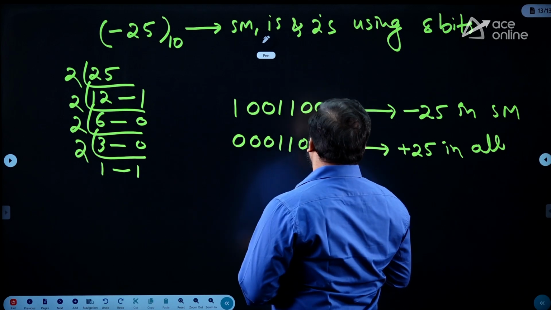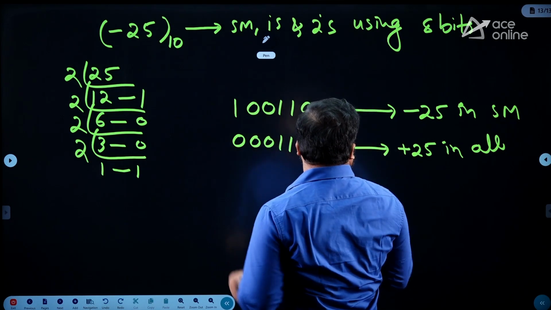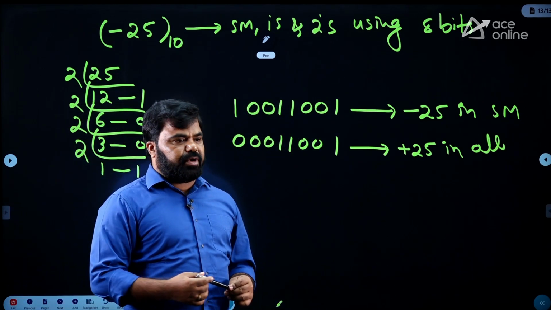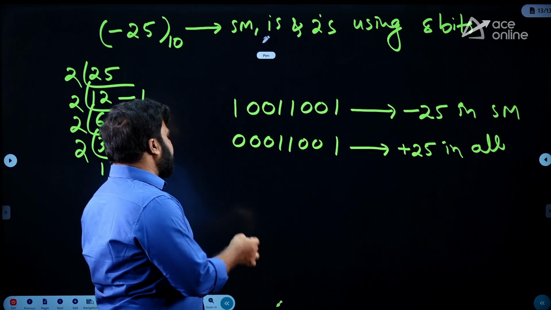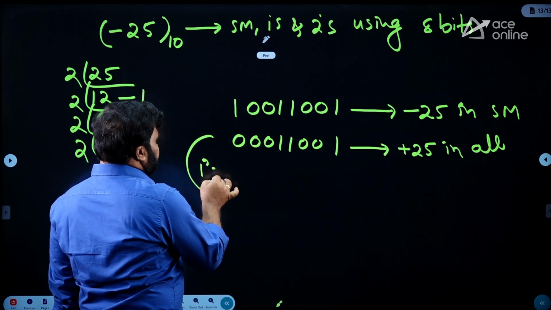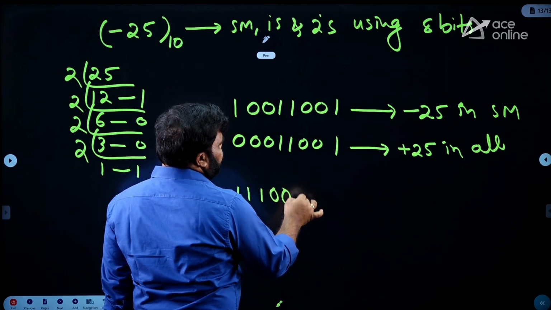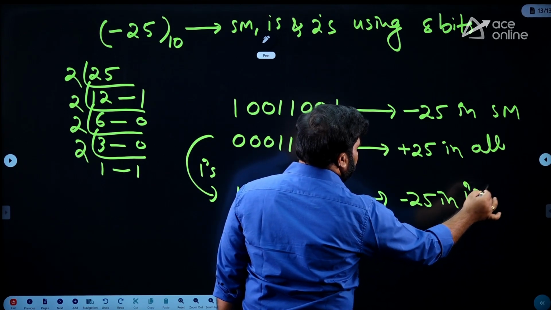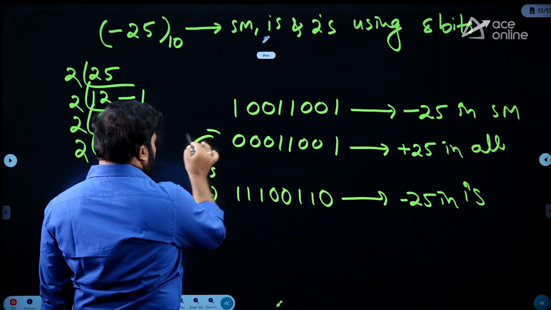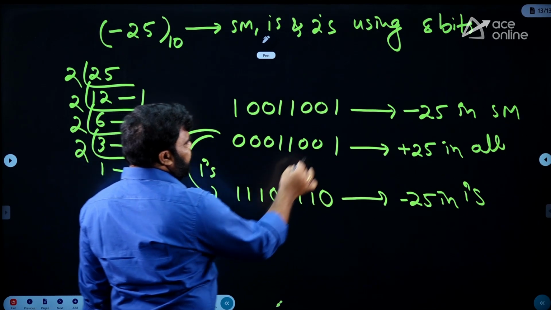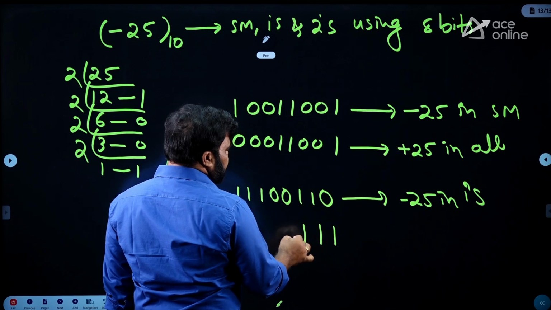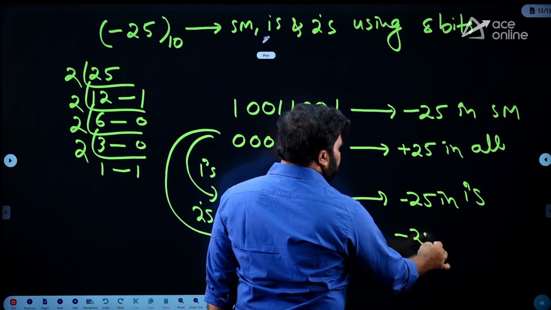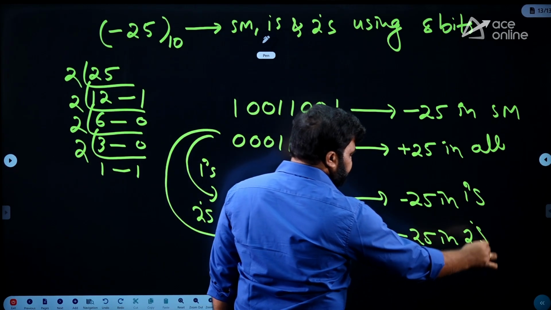So here, a positive number plus 25 we have represented in signed magnitude, which is true in 1's complement and 2's complement also. If I want to get minus 25 in 1's complement representation, let me take 1's complement of this. What we get here? 1, 1, 1, 0, 0, 1, 1, 0. That is minus 25 in 1's complement representation. And if I want 2's complement representation, let me take 2's complement of this. The first 1 stays as it is, the remaining bits are complemented: 0, 0, 1, 1, 1. That is minus 25 in 2's complement representation.